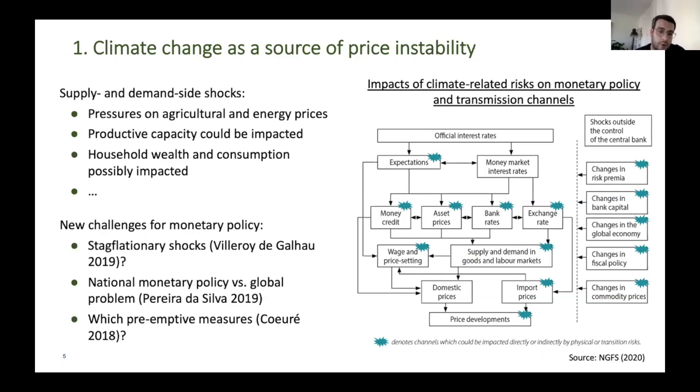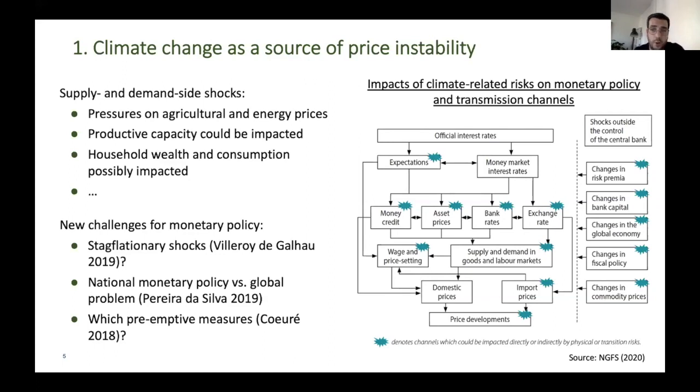For instance, the governor of Banque de France, Villeroy de Galhau, argues that some of the shock could really be long-term and create some stagflationary patterns. You have the issue that the vast majority of monetary policy is thought at the national level, whereas climate change requires global solutions. Benoît Cœuré also talked about the idea of how we should think about preemptive measures and not only be responding in terms of monetary policy, but really try to see how ex ante we should perhaps change the way we do monetary policy because of climate change.